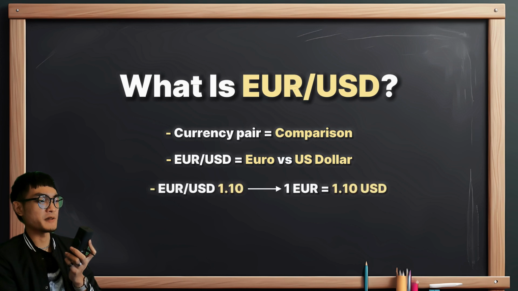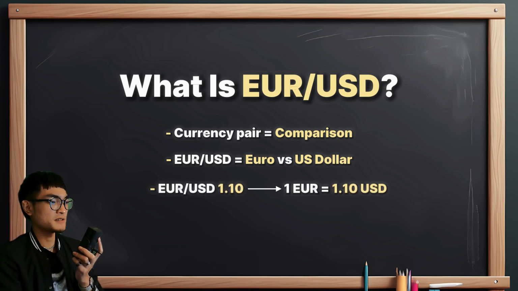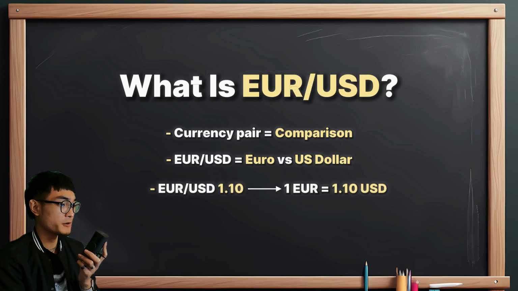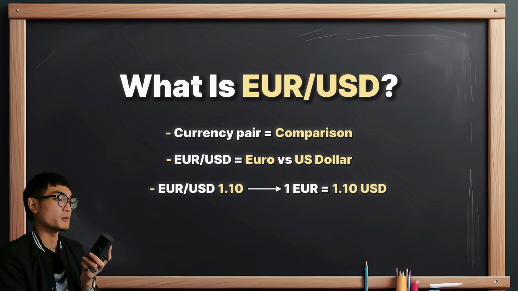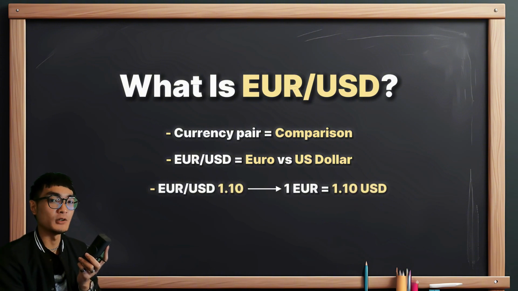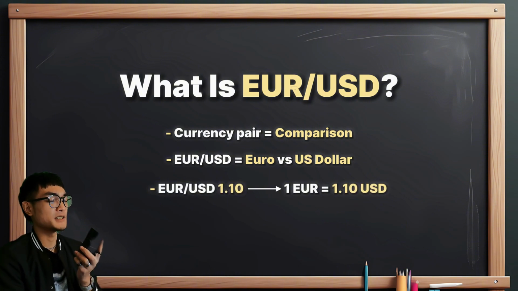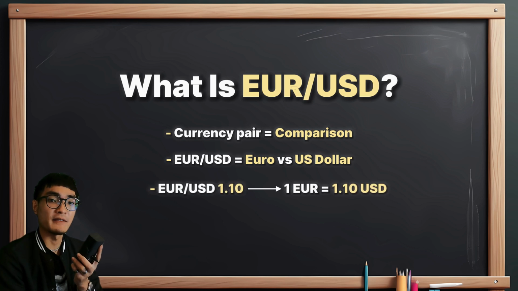Let's break down something like the Euro USD. This is called a currency pair. It's comparing two currencies, the Euro and the US dollar. When you see EUR/USD at 1.10, what it means is that 1 euro is worth 1.10 US dollars. You're looking at the relationship between two currencies at the same time.